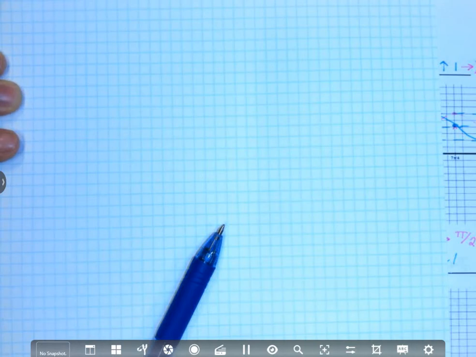So I don't want that big. I want this big. 8 per side.